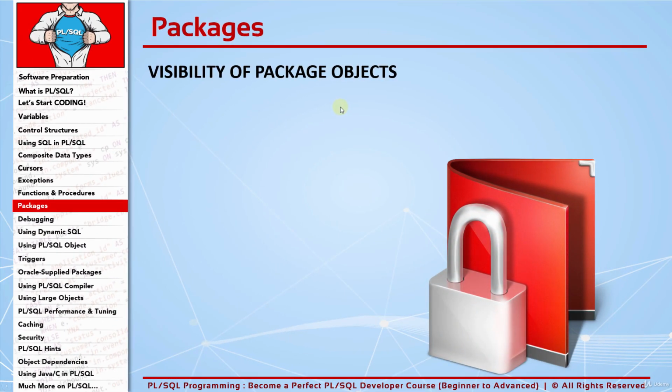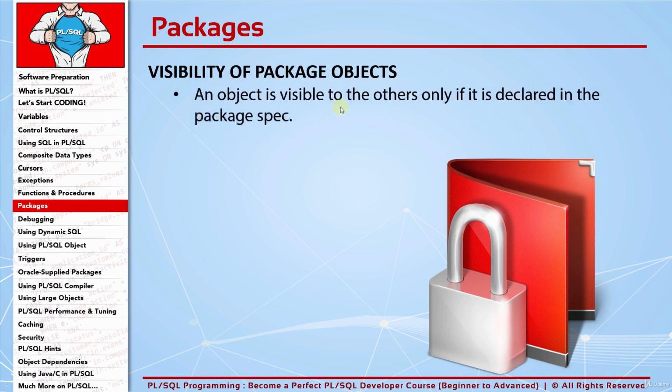Hi, in this lecture, you will learn the visibility of package objects. Actually, in the previous lecture, you saw some ways of making the objects public or private. But in this lesson, we will see that deeper. We know that a variable, type, or a subprogram will be visible to all the others only if it is declared in the package spec. We use some of them outside of the package. In this lesson, we will make some more examples and see the private variables and private subprograms.